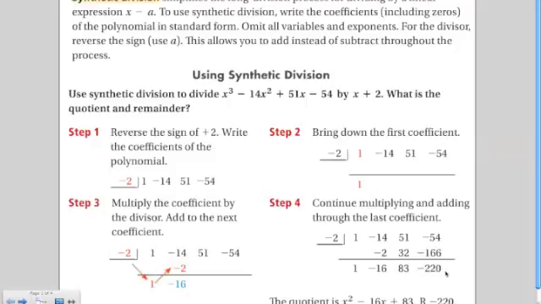If you have a remainder, like in this example, that means x squared minus 16x plus 83 is not divisible by x plus 2 evenly, because there is a remainder of negative 220.